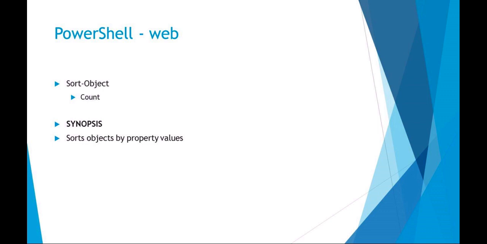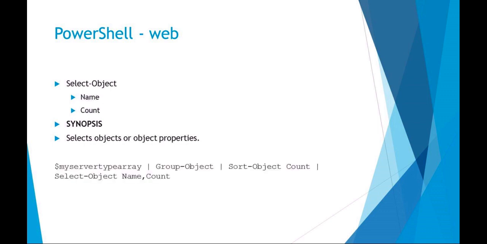Sort-Object will go through an object and sort it by different values. So it's just for doing either numeric or alphabetic sorting, which is really nice. Select-Object, if you're working on an object that contains many different values or has different sub-objects, you can just select certain objects out of the object.